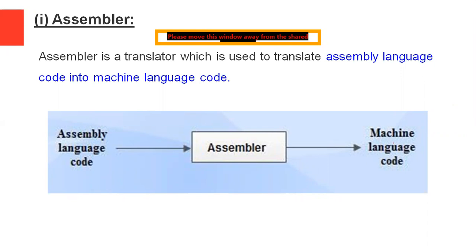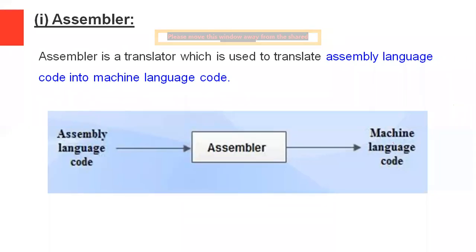In an interpreter, we are converting line by line. Okay, so these are the types of translators. Assembler, compiler, and interpreter are the translators. Okay, so first one, assembler. So what is an assembler? Assembler is a translator which is used to translate assembly level language code into machine level language code.